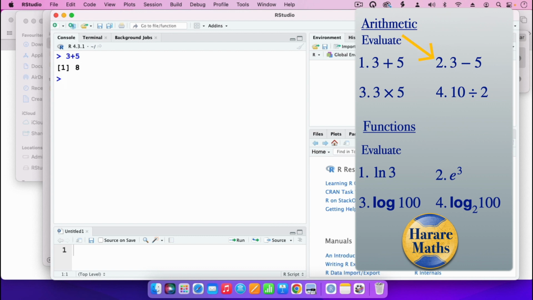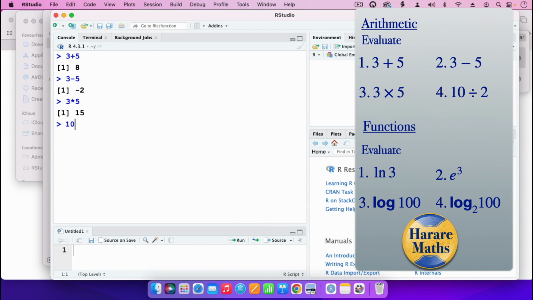For the second question is 3 minus 5. So I type in my 3, and then minus 5. Press enter, gives us a minus 2. Now the third one is 3 times 5, so it's 3. And then I press the multiplication sign on the num lock, and you have 3 times 5, and it gives us a 15.